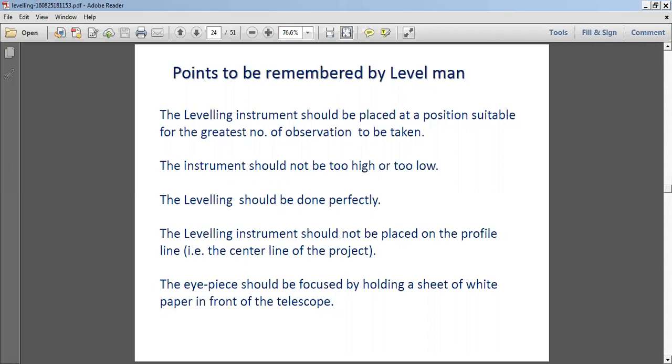Next, the instrument should not be too high or too low. The height of the instrument should be according to the height of the man who is going to take the reading, or if two or three persons are taking the reading, then we fix the height according to their average height. The leveling work should be done perfectly, so we have to take precise readings. Manual or personal error will be there if we are not taking the reading in an accurate manner.